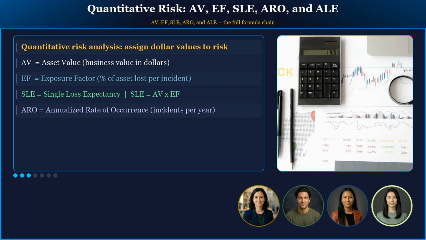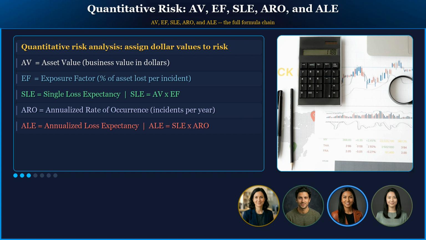Annualized rate of occurrence is the expected frequency of the threat per year. An annualized rate of occurrence of 1 means the threat occurs once per year. An annualized rate of occurrence of 0.5 means once every 2 years. This number comes from historical data, threat intelligence, and industry benchmarks.